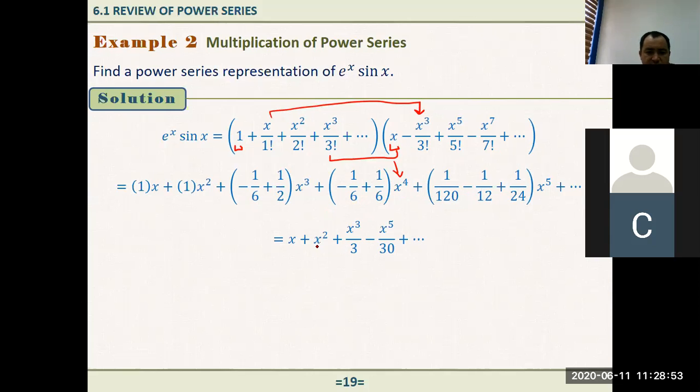We will get x plus x squared plus x cubed over 3 minus x to the power of 5 over 30 plus and so on. We can just write 4 or 5 terms. That would be enough. And this is how we multiply two power series together. Okay?